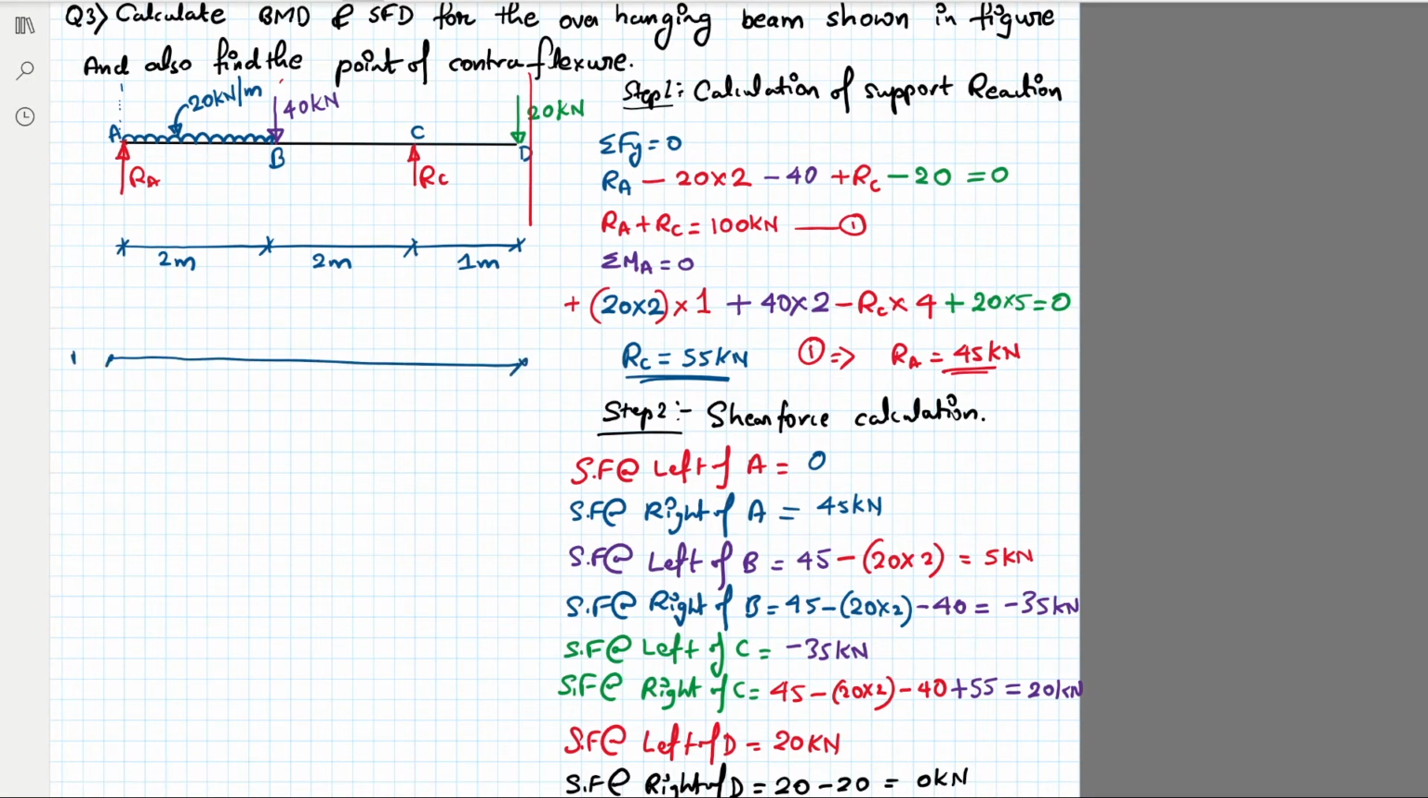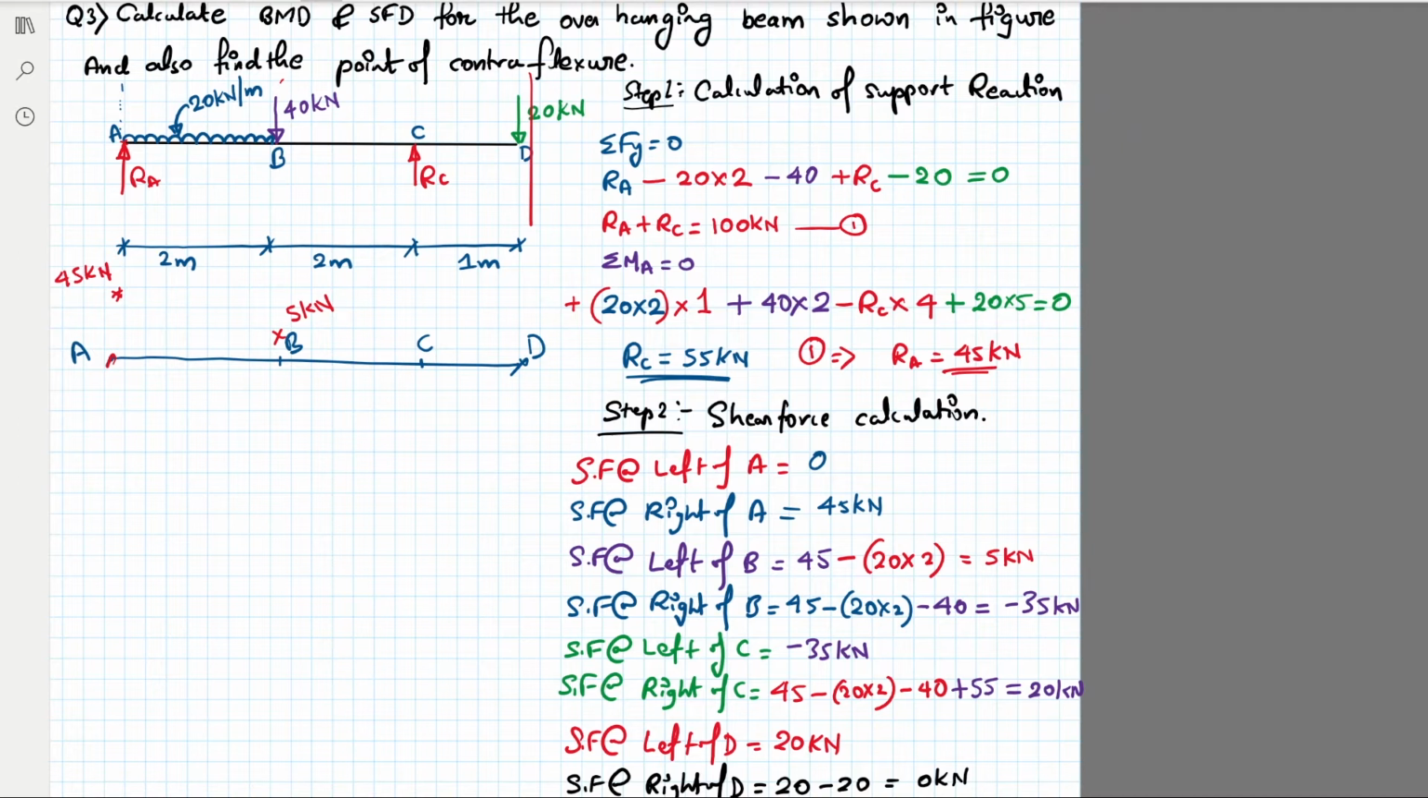I will mark the different points A, B, C and D. At A, at left of A we got a 0. At right of A we got 45 kilonewton. I will mark here, that is 45 kilonewton. Then at left of B we got 5 kilonewton. So from 45 kilonewton at left of B, it is going to decrease till 5 kilonewton.